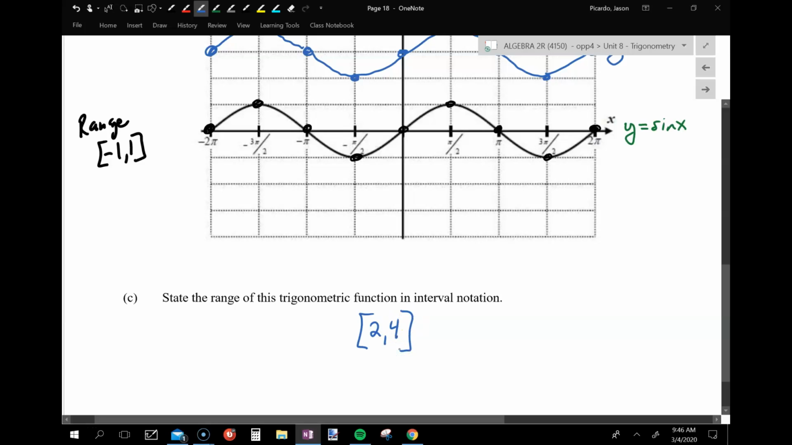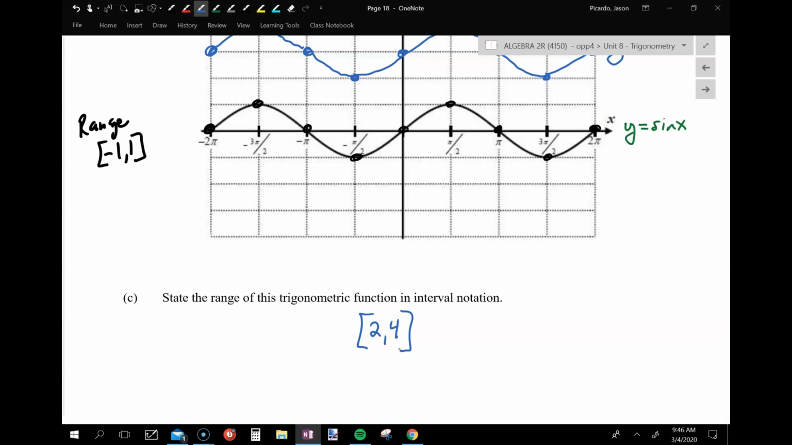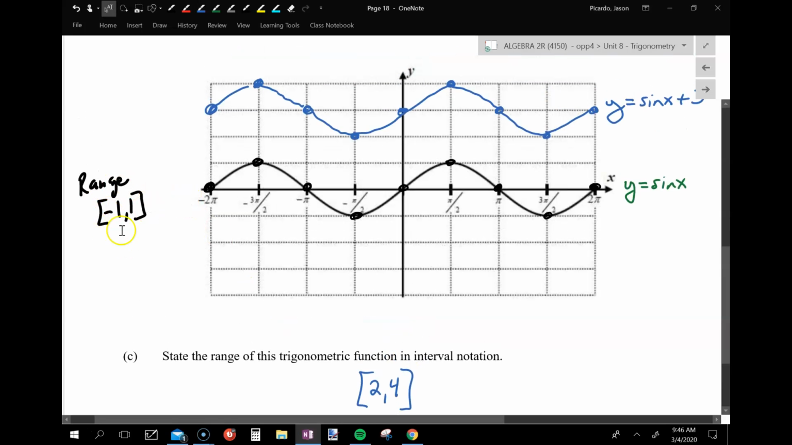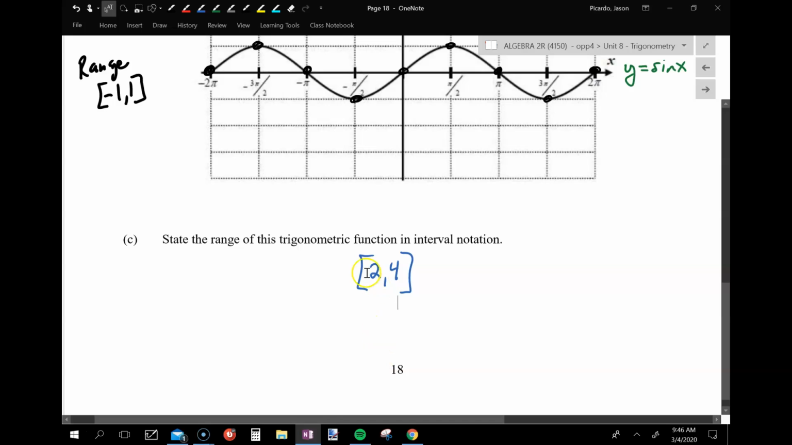Does anybody see a trick to find the range if I didn't graph it? Does everybody agree that all sine and cosine curves have this range, if I don't do anything to them? So what did I do to this one? I simply moved it up 3. So if I take -1 and add 3, what do I get? 2. And if I take 1 and add 3, what do I get? 4. So that's an easy way to think about it.